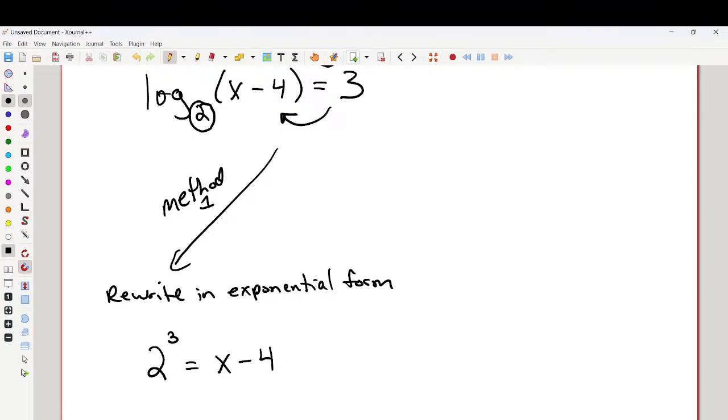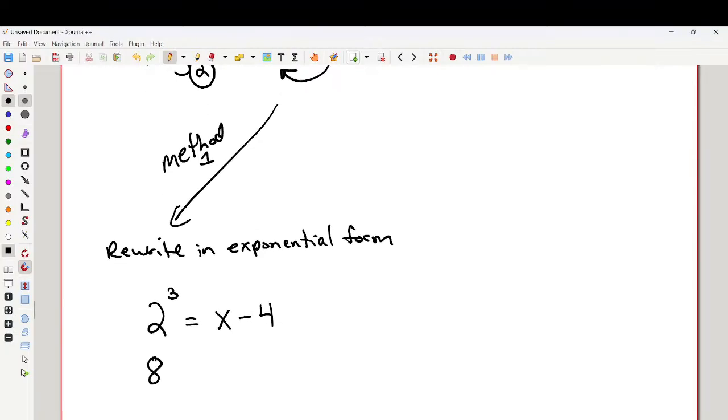Two cubed is 8. So adding 4 to both sides gives us the final answer that x is 12.